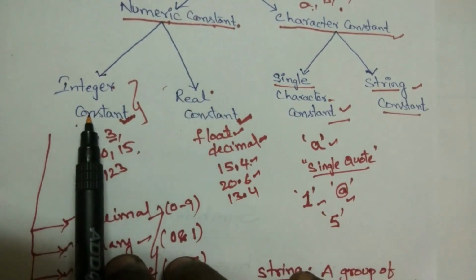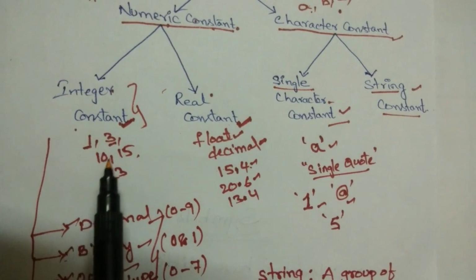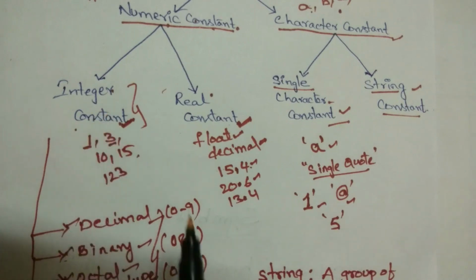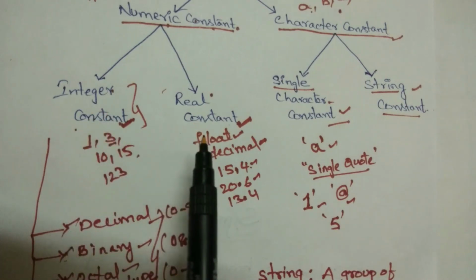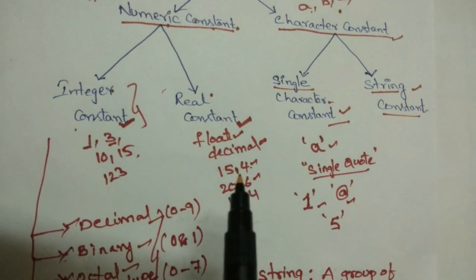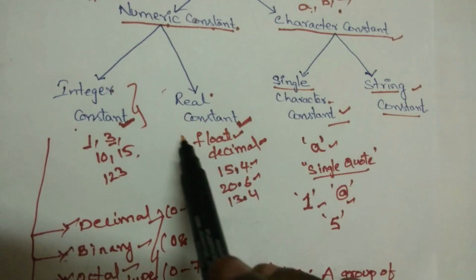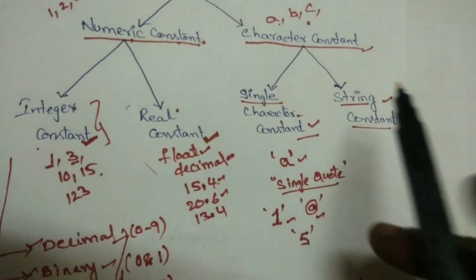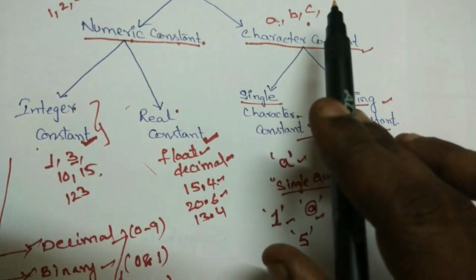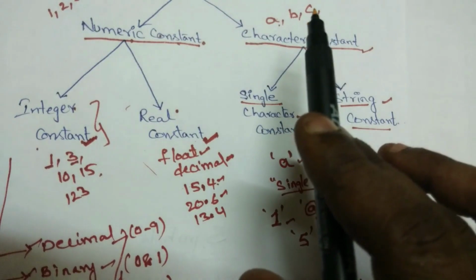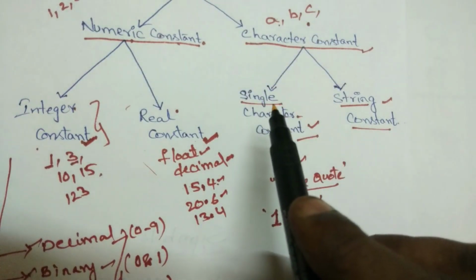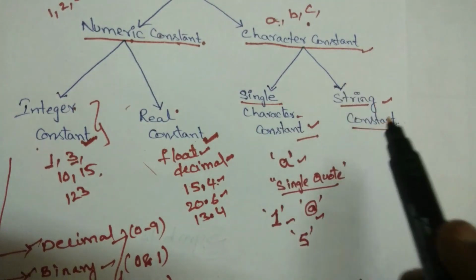What is meant by integer constants? We can represent the number without any fractional values. That type of number is called an integer constant. If we represent a number with some fractional values or some floating point value, those types of numbers are called a real constant. And character constant means you can just tell the alphabets. These are classified into two types: one is the single character constant and the other is string constant.